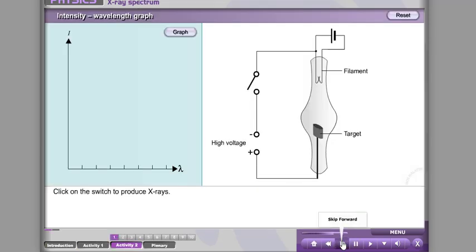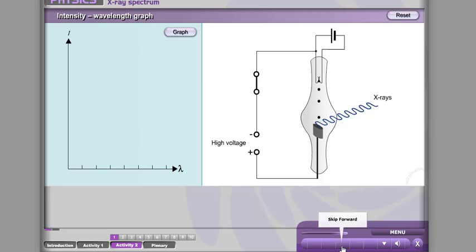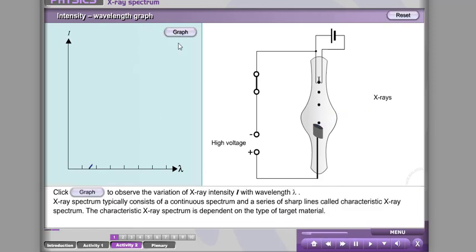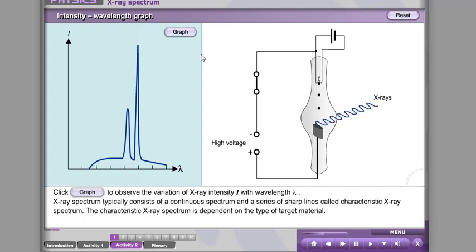Click on the switch to produce X-rays. Click the graph button to observe the variation of X-ray intensity I with wavelength lambda. The X-ray spectrum typically consists of a continuous spectrum and a series of sharp lines called the characteristic X-ray spectrum. The characteristic X-ray spectrum is dependent on the type of target material.